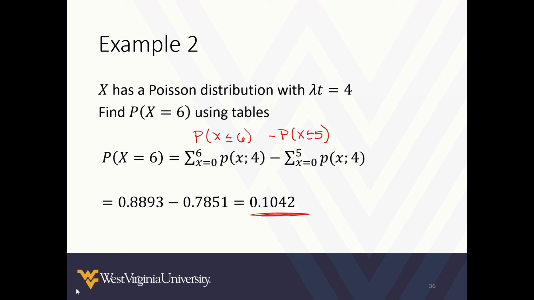By the time you would open up the table, write down your two numbers and subtract them, you could have just found the probability exactly, but it is still good to know how to use both methods.